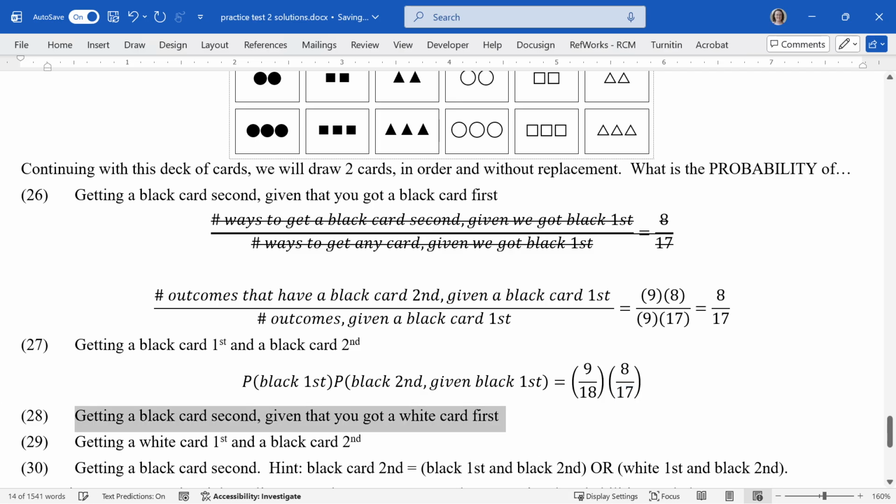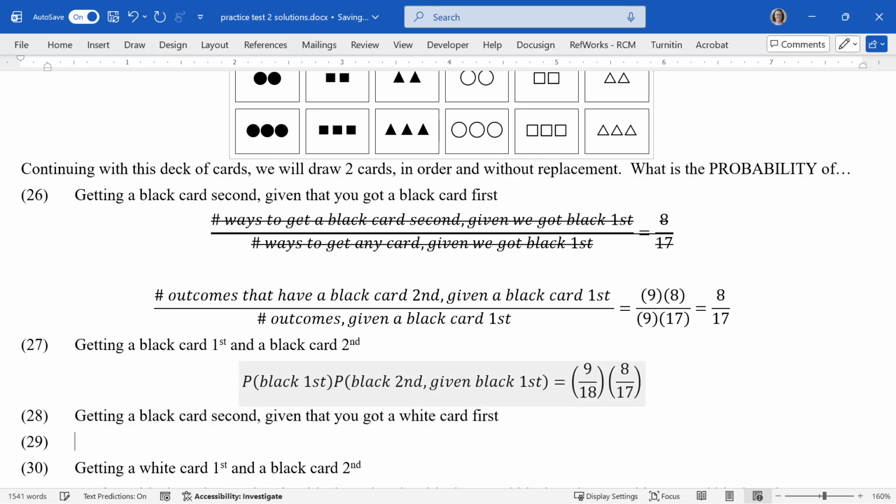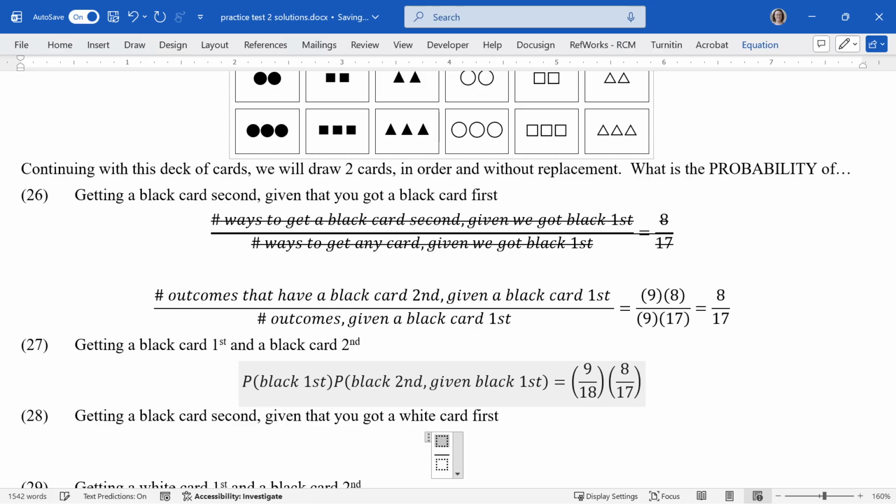All right, 28, getting a black card second, given that you got a white card first. So if you've already taken a white card out of the deck, what's the probability that you now get a black card on your second draw? I'm going to not belabor this one.